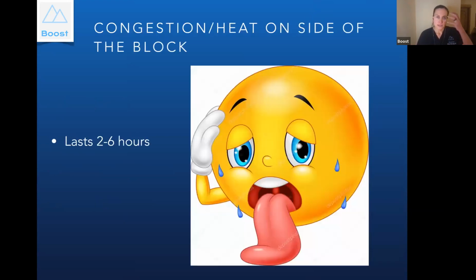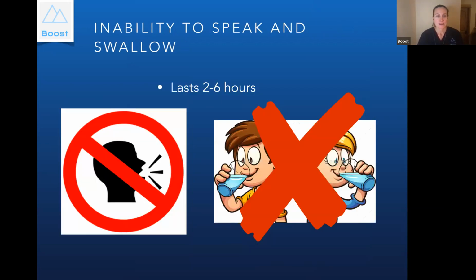The other thing that happens is on the side that we do the block on, you're going to have a hot, congested feeling on that side. And that's because the blood vessels on that side become dilated. So it'll almost feel like you're getting a cold and your face feels hot. And that also lasts for about 2 to 6 hours. The next thing that happens with the vast majority of people is you lose the ability to speak and swallow. And this tends to concern a lot of people, understandably.